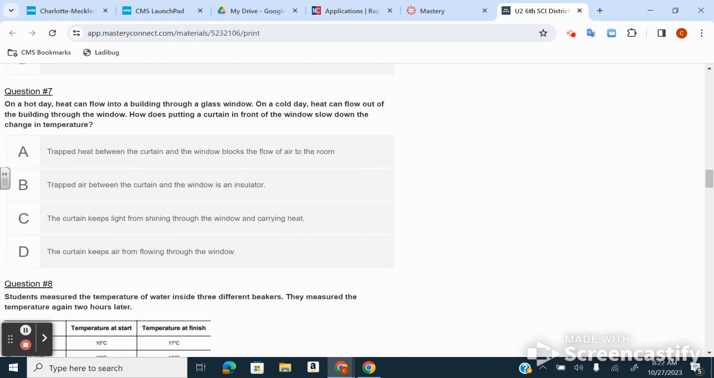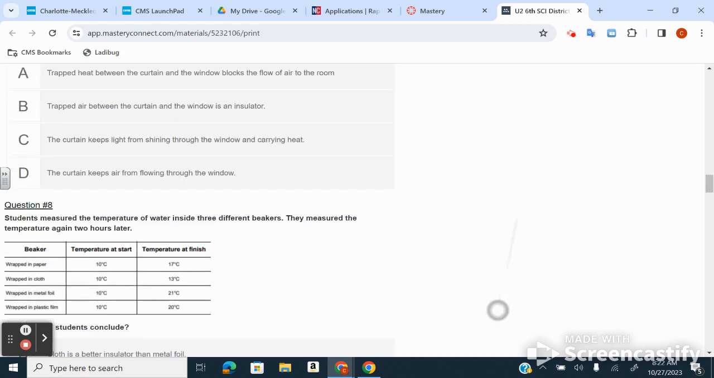How does putting a curtain in front of the window slow down the change in temperature? A, trapped heat between the curtain and the window blocks the flow of air to the room. B, trapped air between the curtain and the window is an insulator. C, the curtain keeps light from shining through the window and carrying heat. D, the curtain keeps air from flowing through the window.